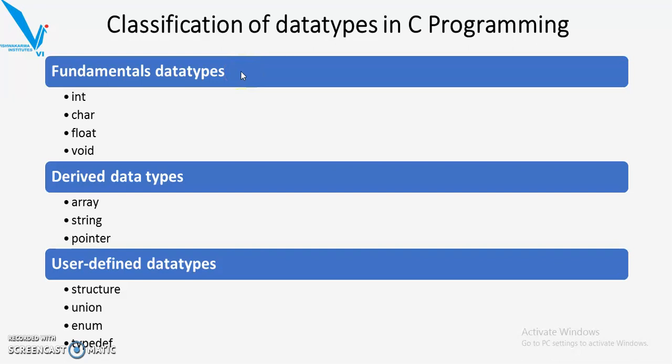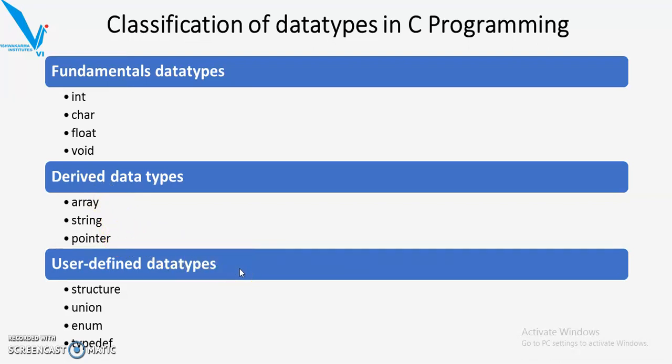Fundamental data types, it is also called as primary data types, in which we are having four different categories: int, char, float, and void. Derived data types, the data types that are derived from the primitive or inbuilt data types are referred as derived data types. That means which are derived from these fundamental data types. And the examples are array, string, and pointer.